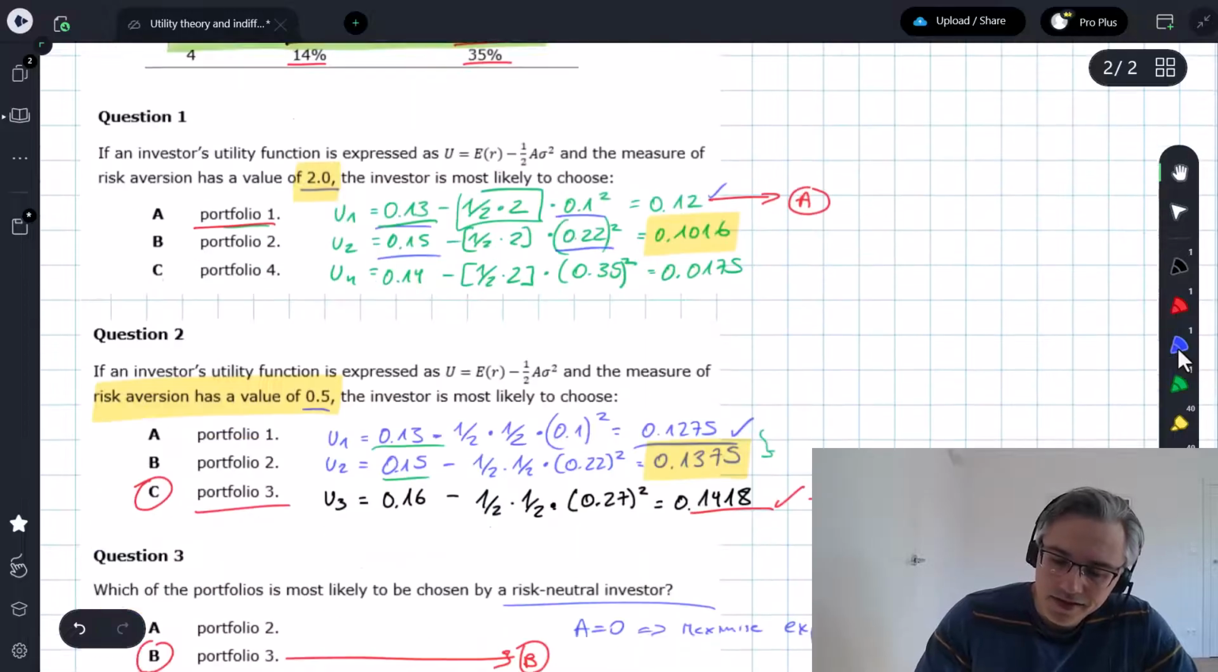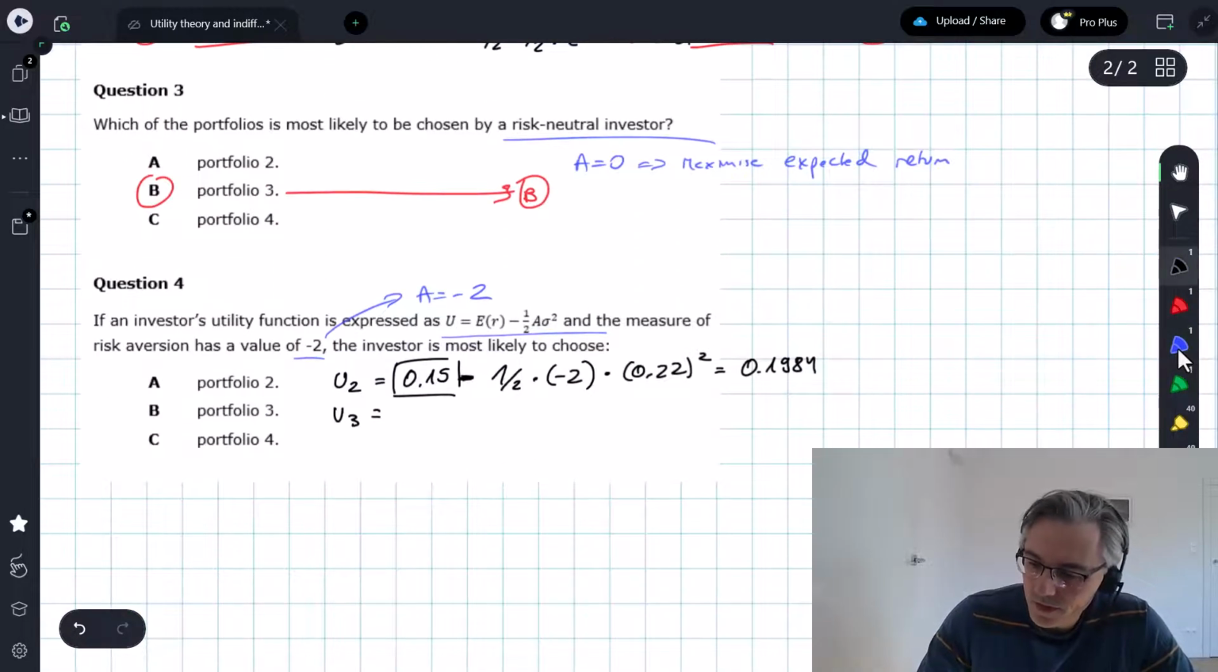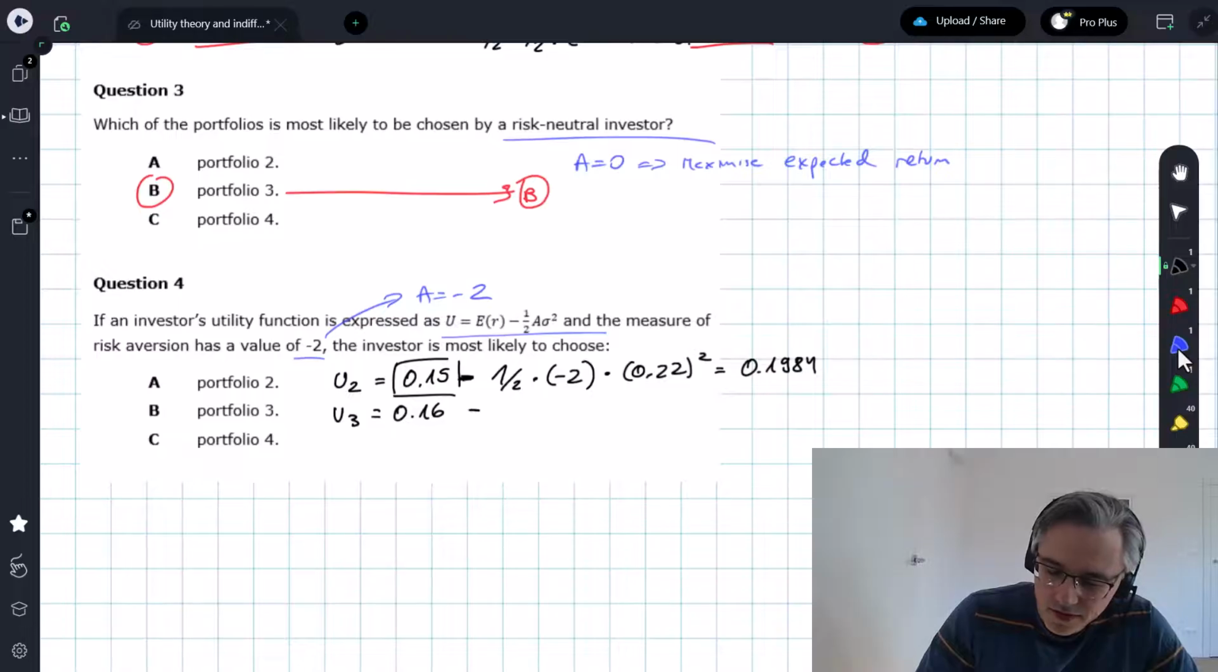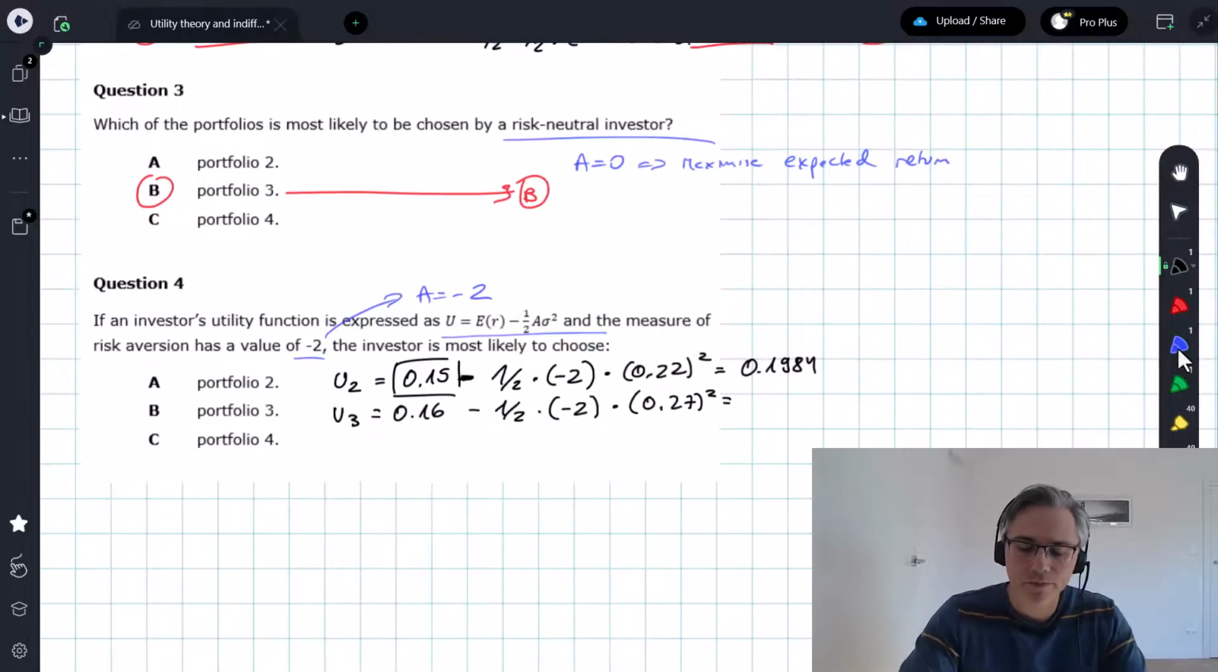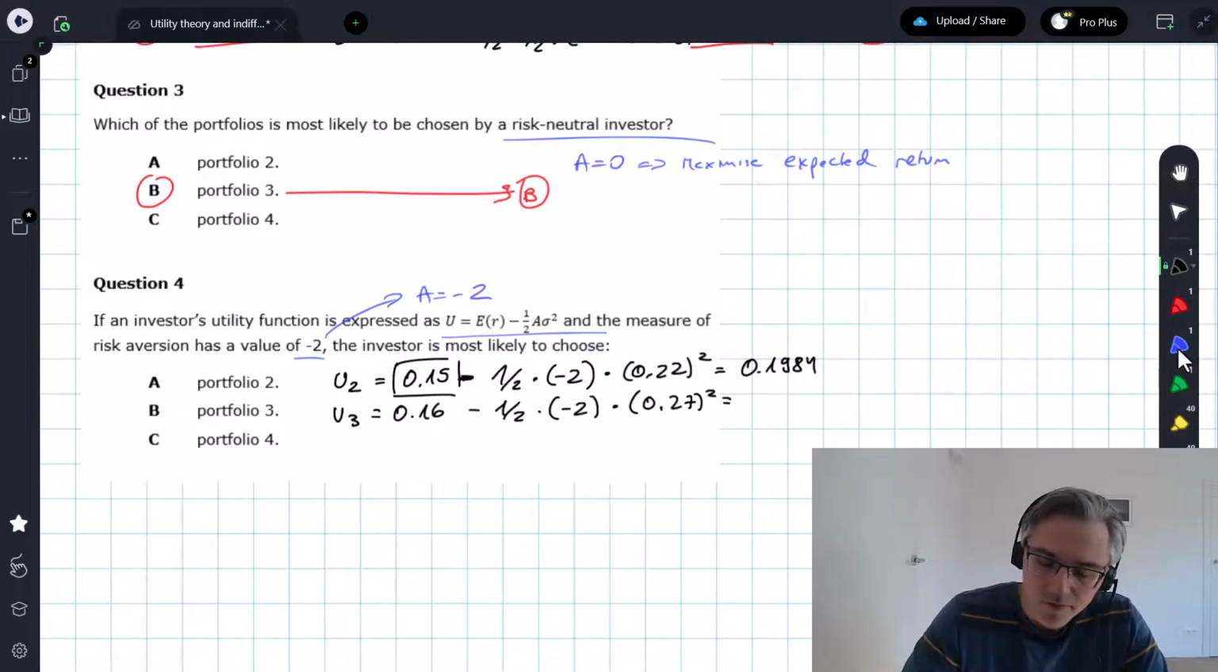Now for portfolio 3, let's see what we get. 16 and 27 is the combination. So 0.16 minus half times the same minus 2 times 0.27 squared. Right, so effectively I've got 0.16. I'm just going to simplify this to say it's, well, together with this it's plus 1. So plus 0.27 squared. Okay. 0.2329.